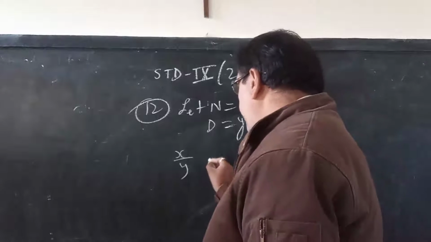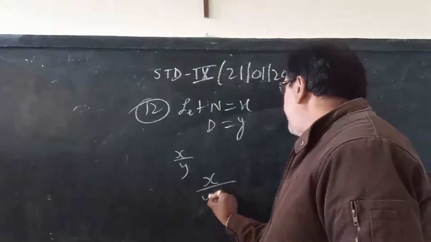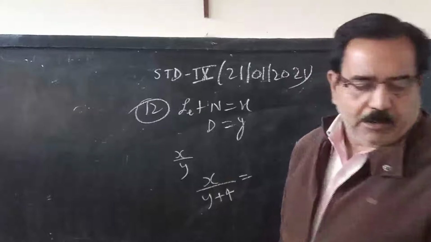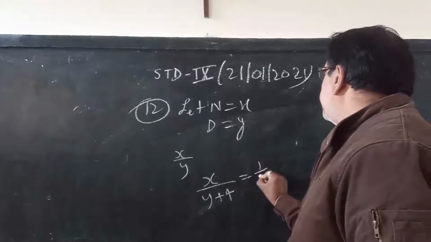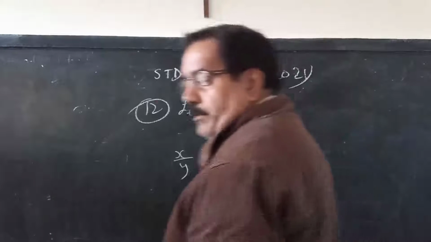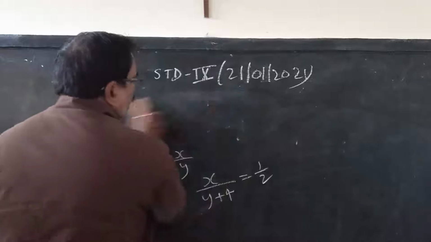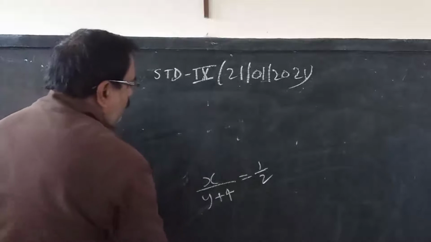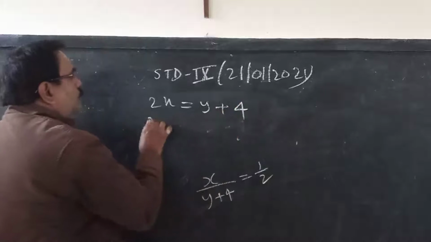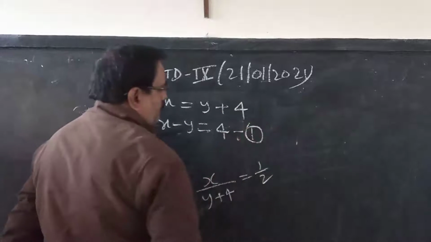First statement: when the denominator is increased by 4, y plus 4, then this fraction becomes equal to 1 by 2. Right? So from this we will get one of the equations. Simplify it. 2x is equal to y plus 4, so 2x minus y is equal to 4. This will be the first equation.